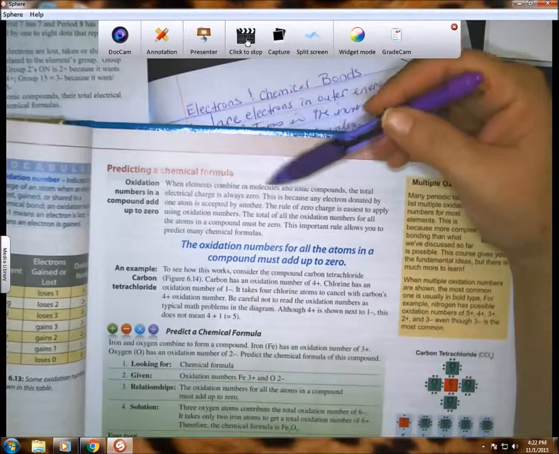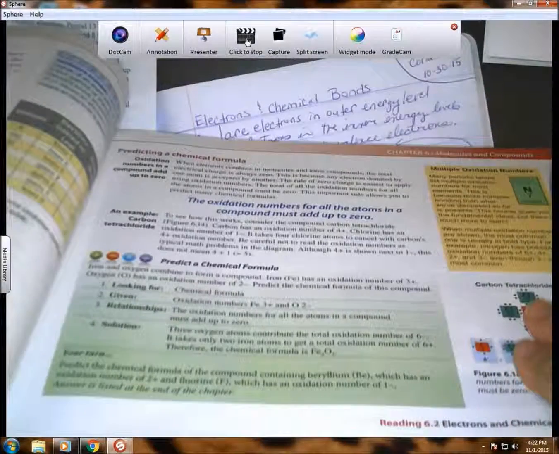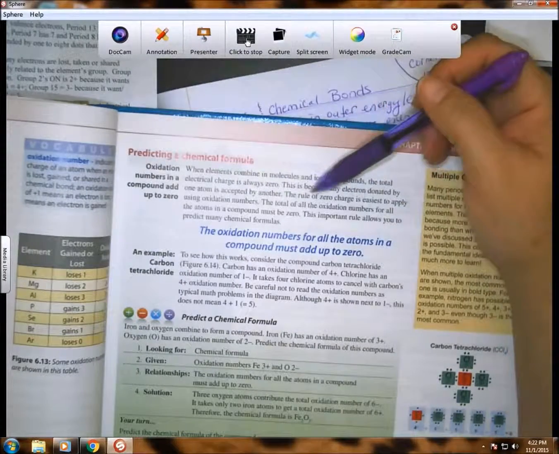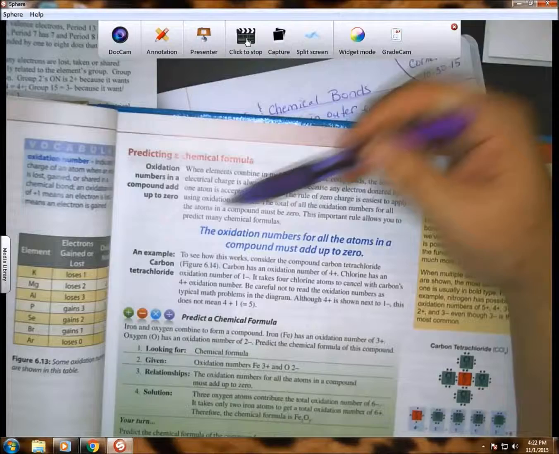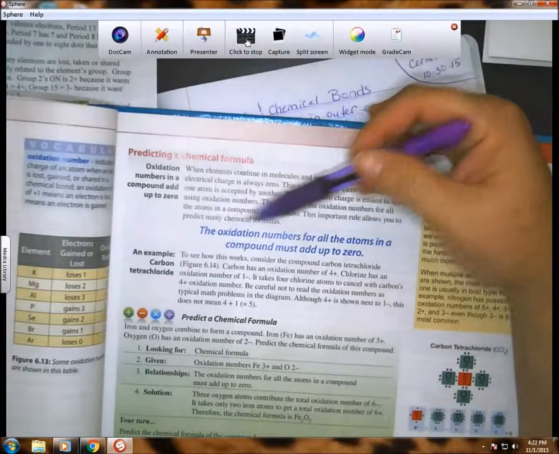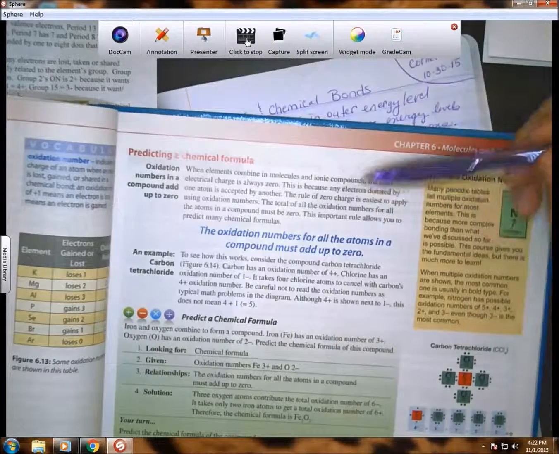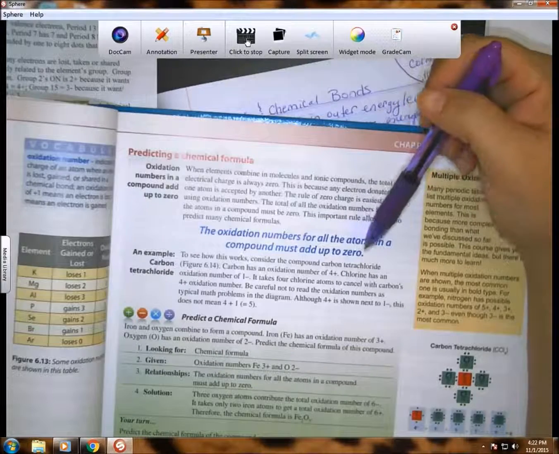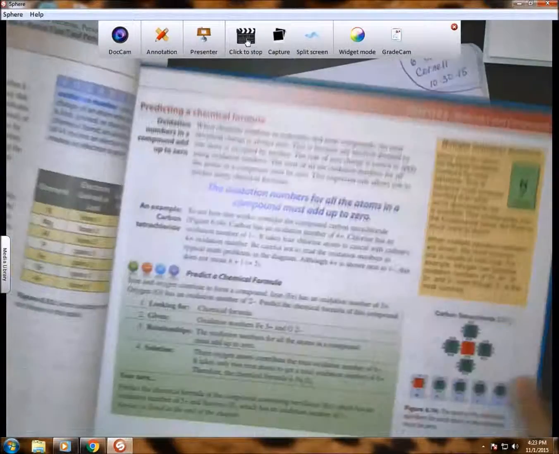When elements combine in molecules and ionic compounds, the total electrical charge is always 0. Dang, that's like verbatim of what we wrote. This is because any electron donated by one atom is accepted by another. The rule of 0 charge is easiest to apply using oxidation numbers. The total of all oxidation numbers for all atoms in a compound must equal 0. This is an important rule and allows you to predict many chemical compounds, or chemical formulas. We already took that note, so we don't have to take it now. That's awesome. The oxidation numbers for all atoms in a compound must add up to 0. Well, they put this in bold and a different color, so it must be really, really important. And we already wrote that down, so we're feeling pretty good.